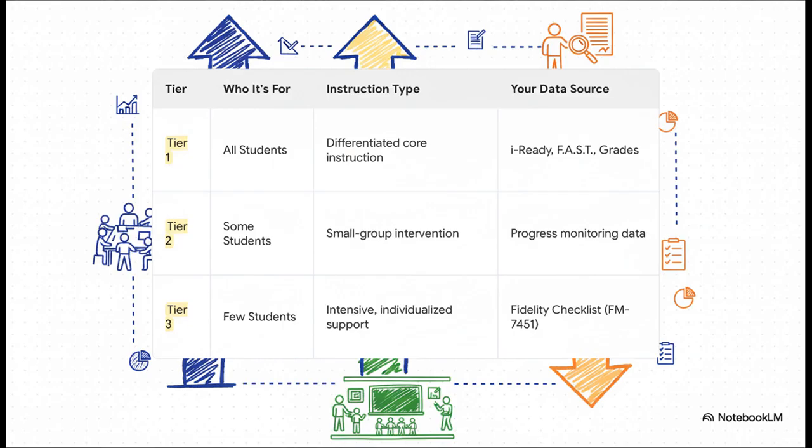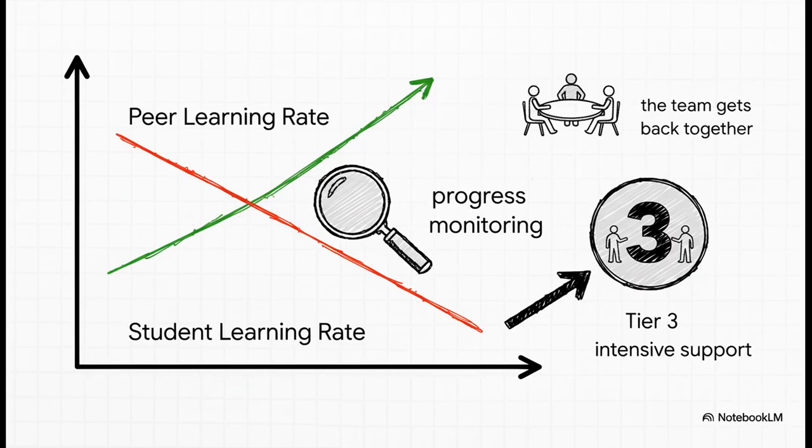Now, for some students who need a bit more, you add Tier 2. This is targeted small group help. And the keywords there are in addition to Tier 1, not instead of it. If that's still not quite closing the gap, a student might need Tier 3, which is even more intensive and really individualized.